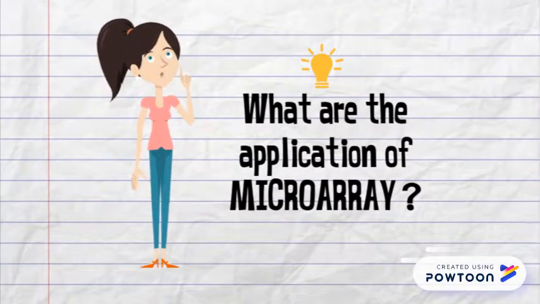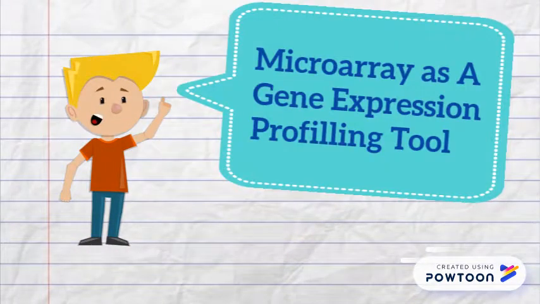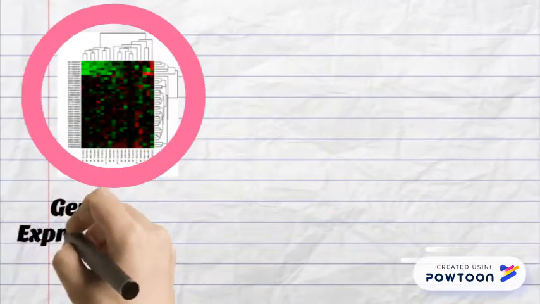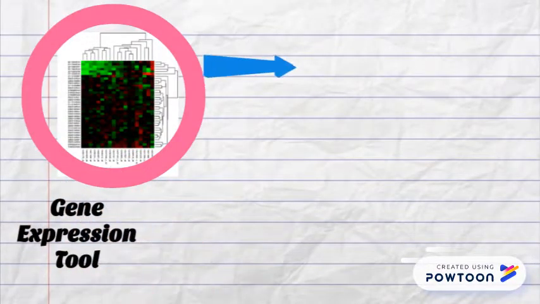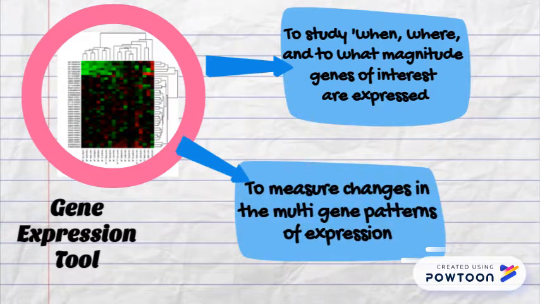What are the applications of microarray? Microarray can be used as a gene expression profiling tool. Microarray can be used to study when, where, and to what magnitude genes of interest are expressed. It can be used to measure changes in the multi-gene patterns of expression to better understand regulatory mechanisms and broader bioactivity functions of genes.